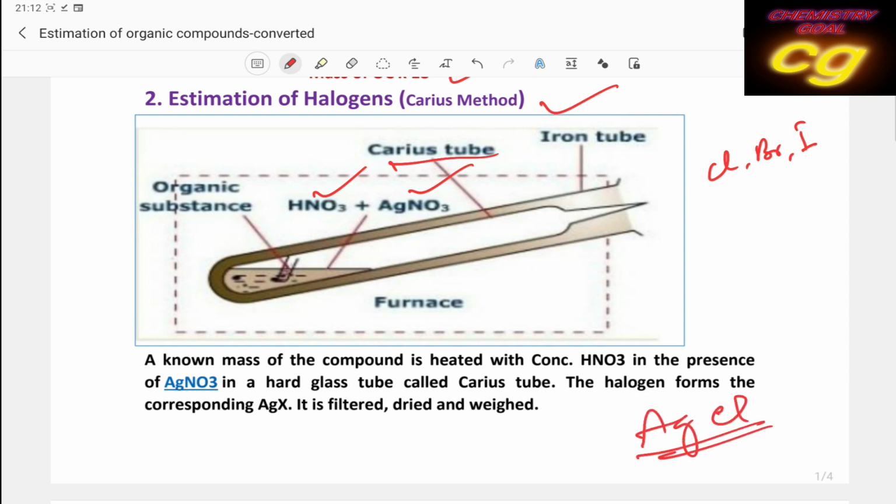Silver halide means AgX. Silver chloride, silver bromide and silver iodide will be formed. If the organic compound contains chlorine, it is converted to AgCl, bromine gives AgBr, iodine gives AgI. Then how can you estimate the percentage of chlorine? After getting the amount of silver halide produced after the reaction, the percentage of halogen can be easily calculated.